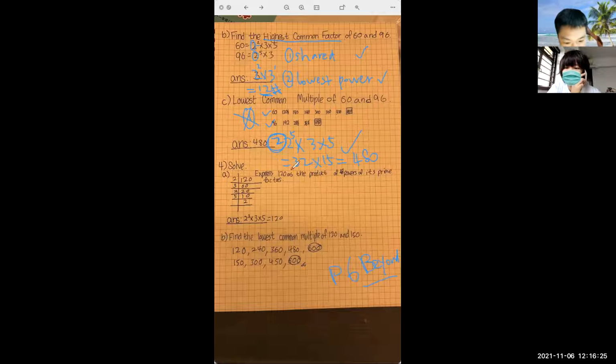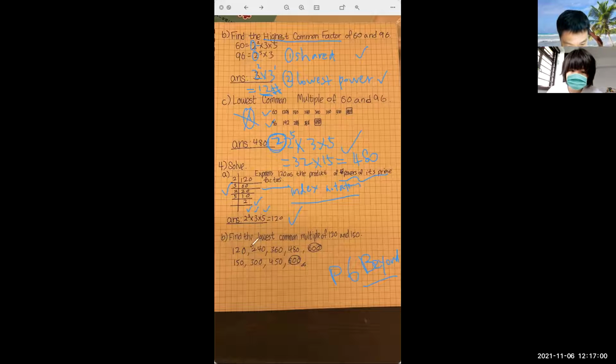Okay. Next, express 120 as the product of power of its prime factors. So basically what they want you to do is index notation. This is another way to tell you to please express the prime factors in index notation. So, okay, I see all the prime factors. I see three twos, and then one of the others. Okay, good. So find the lowest common multiple of 120 and 150.